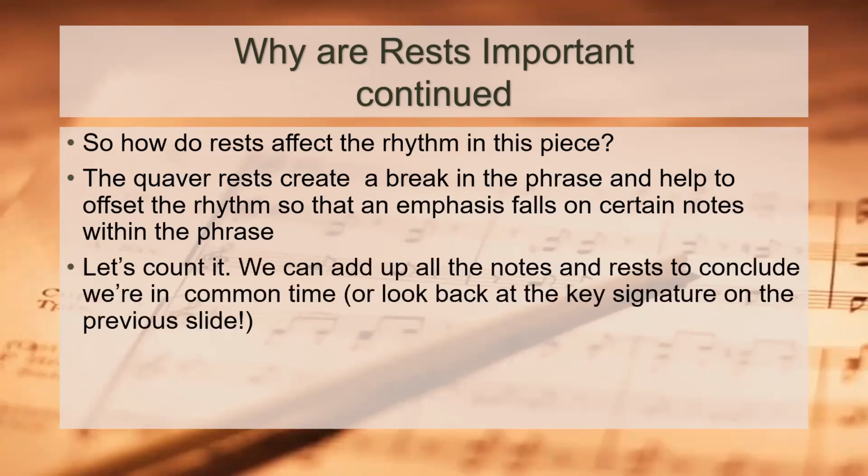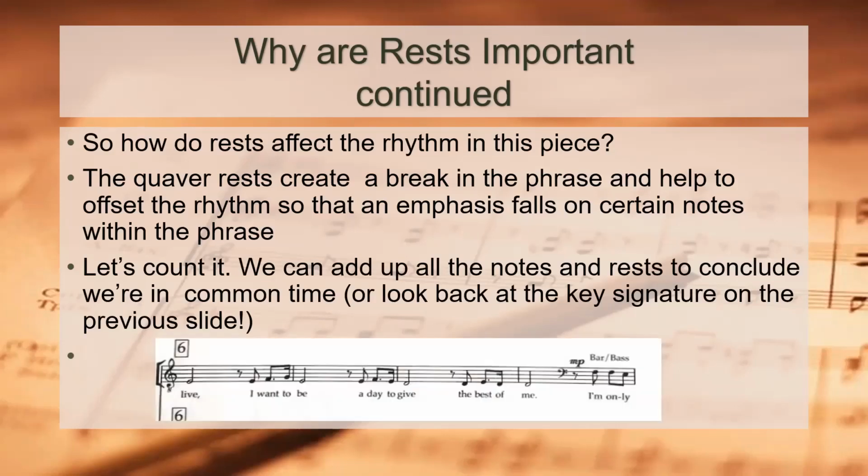Let's count it. We can add up all the notes and rests to conclude we're in common time, or look back at the key signature on the previous slide, of course. But here we are. Here is just one isolated line of that, and we know at this point that the tenors are singing because there's a treble clef, and we know that they're singing on an E. So in that first bar in that line, they're singing the word "live" for 2 beats on an E. Then there's a quaver rest indicated, and then once again the phrase starts halfway through the 3rd beat of that 4/4 time signature.